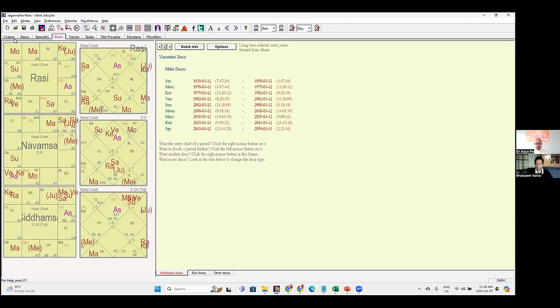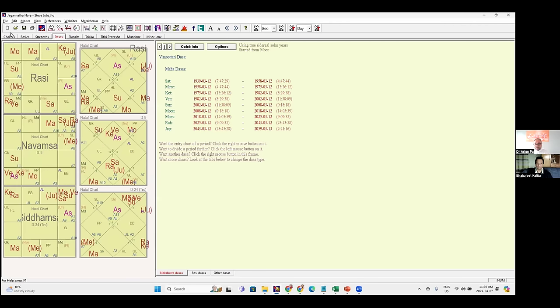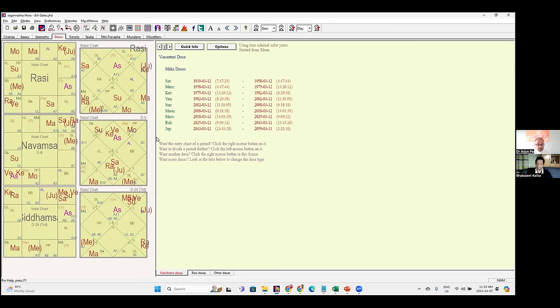If you go to both their charts, you will see one thing. I have kept Siddhamsha here. Let's go to Bill Gates' chart quickly, and I will take one more chart and we'll wrap up because it's been a very lengthy session today. If people have understood this technique, this is all you need all your life to plan and identify events.